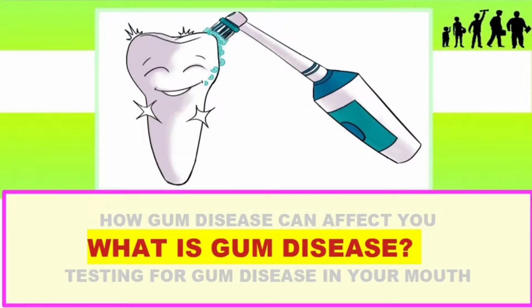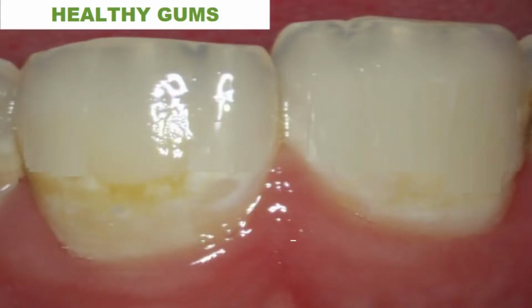So what is gum disease? Well, if we start with normal gums, when we look inside our mouth, this is what we see. You see your teeth and you see pink healthy gums. So we can use a model to show you what normal gums are.